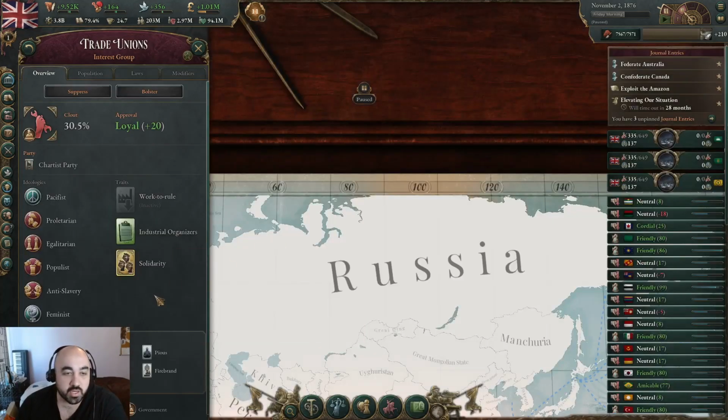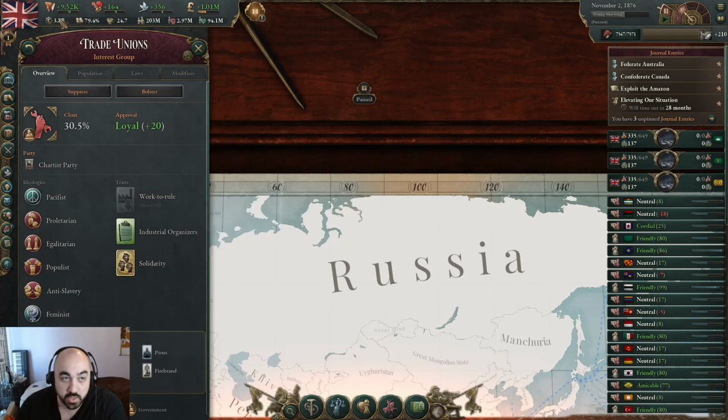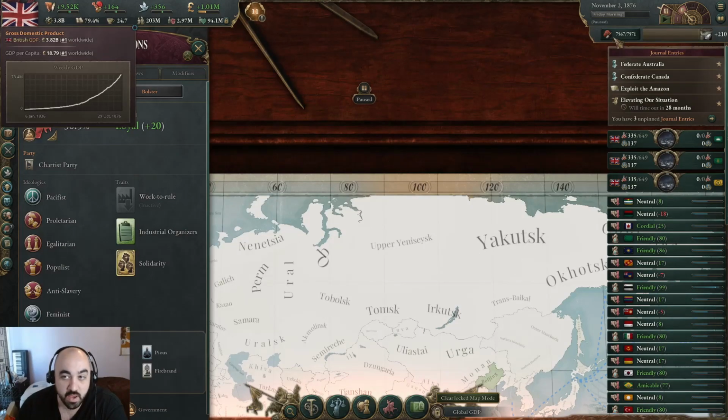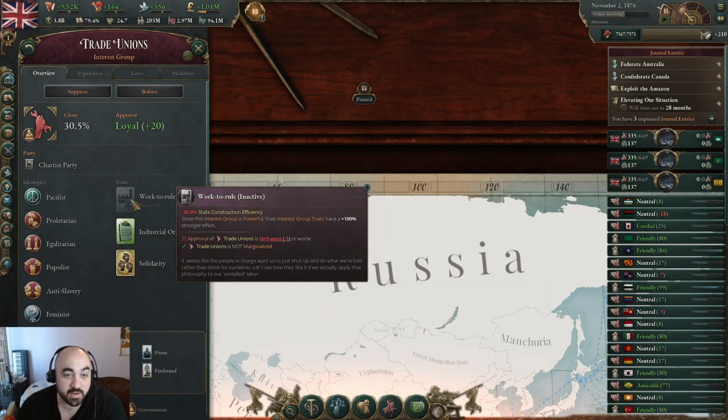So the trade unionist bonuses, first of all, let's talk about their malice. Although in ranking them we are mainly focused on the bonus, we can still talk about the malice. -30% straight construction efficiency. Since the good way to think about your GDP growth is just how much construction you have, a construction efficiency malice is actually particularly bad. This is a really bad one to run.